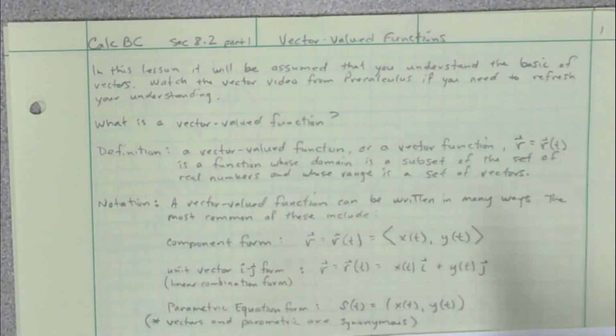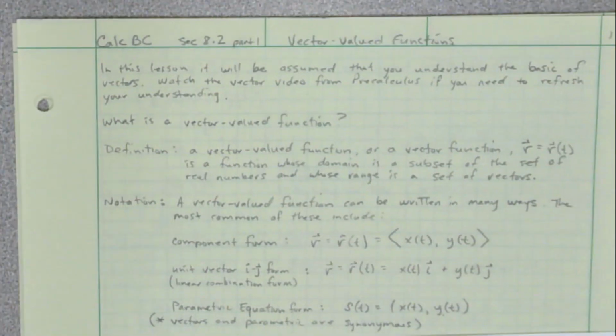And then vector forms are basically just parametric equations, so you can actually have the vector in a parametric form. They pretty much mean the same thing. If you look at it closely, it's the same thing.